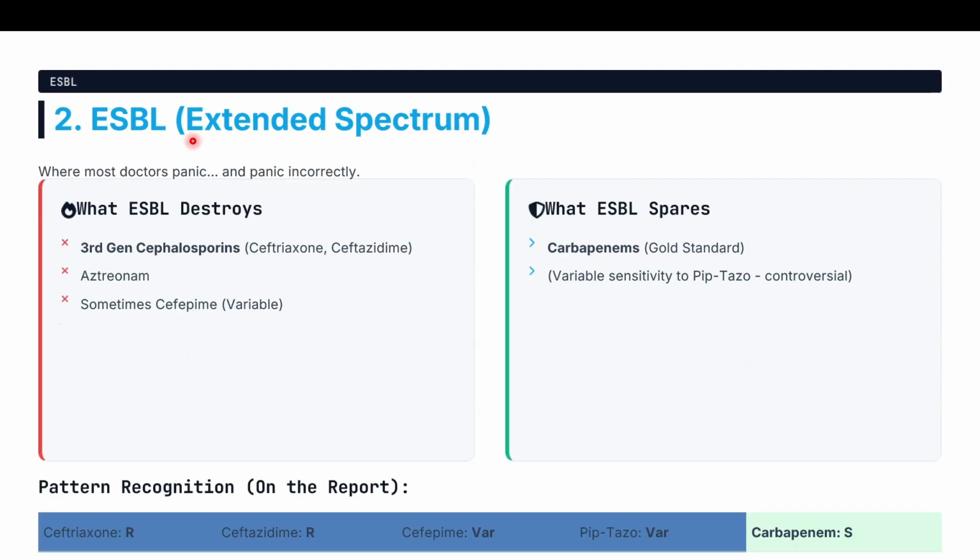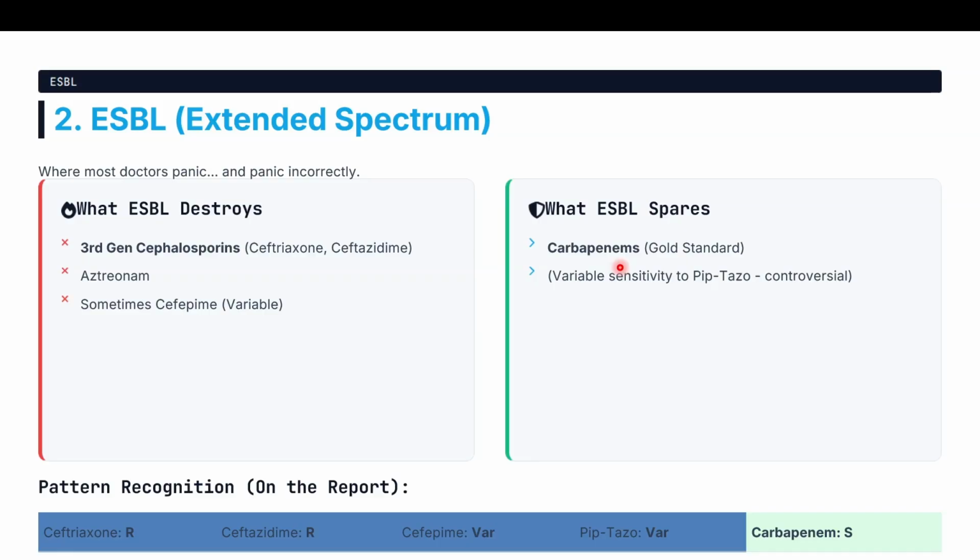It can be easily treated with amoxiclav. Now extended spectrum beta-lactamase, this is where most doctors panic, and panic incorrectly. Extended spectrum beta-lactamase destroys third generation cephalosporins, especially ceftriaxone and ceftazidime, aztreonam, and sometimes cefepime in variable proportions also. What ESBL spares is carbapenems. So in case of ESBL producing organisms, you can use a carbapenem.